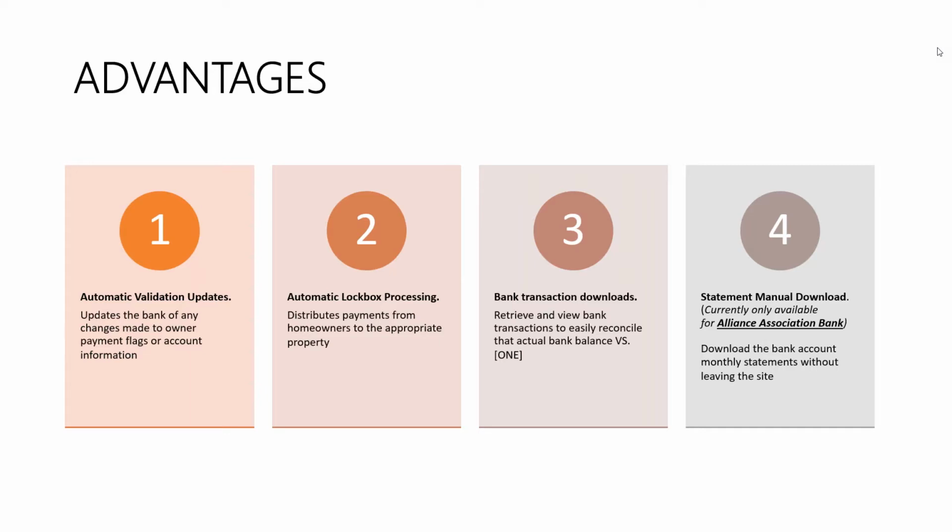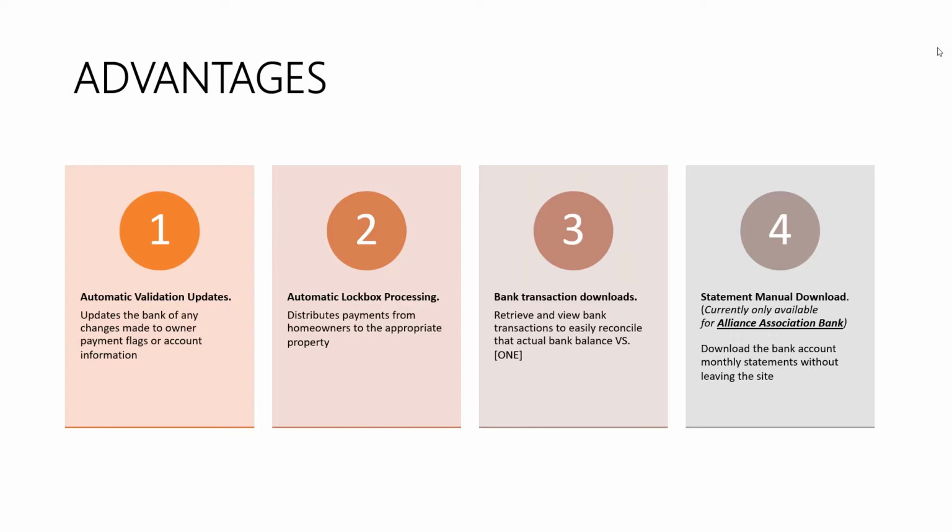Number two, automatic lockbox processing distributes payments from homeowners to the appropriate property. So those of you that run Lockbox, this will no longer be part of your day. You'll save that time because it will automatically run lockbox processing for you. Now, that's something you turn on. Remember, everything that I'm telling you is a choice. This does not all come together. You can choose to turn some on, but not others, or all on. But you can have automatic lockbox processing if you would like.